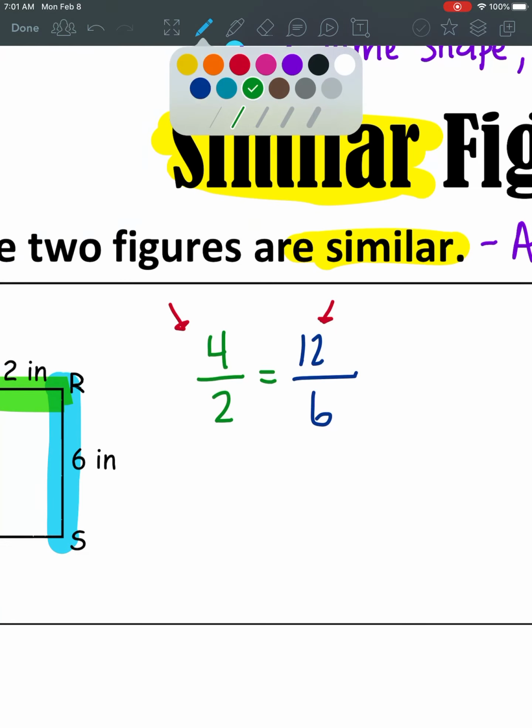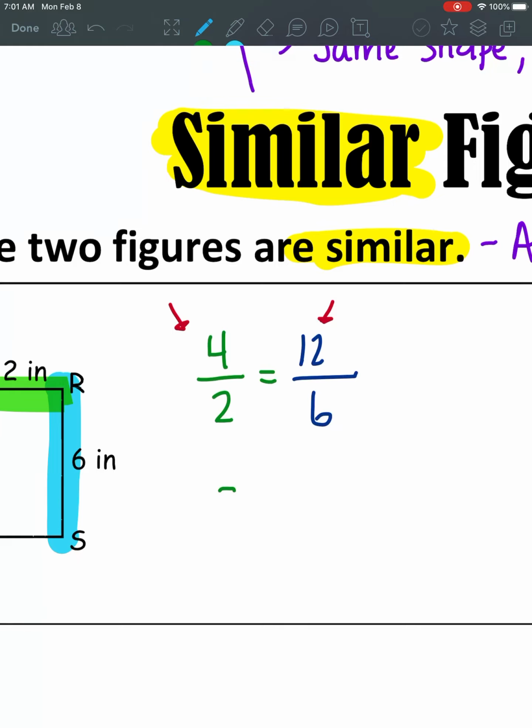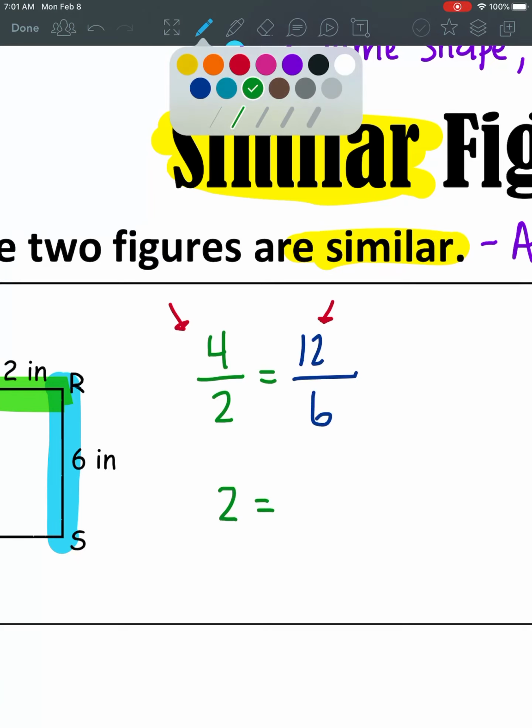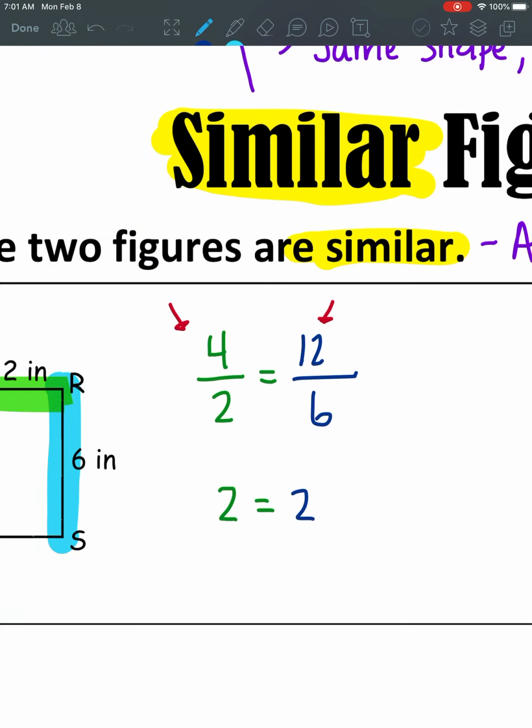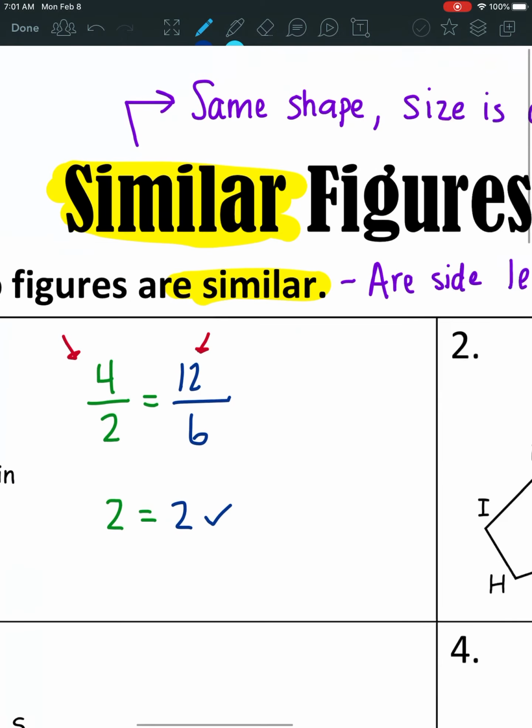Now you could do this one of two ways. We could simplify 4 over 2. 4 divided by 2 is 2, and then simplify the second fraction. 12 divided by 6 is 2 as well. They're equal, so we know that these two rectangles are proportional.